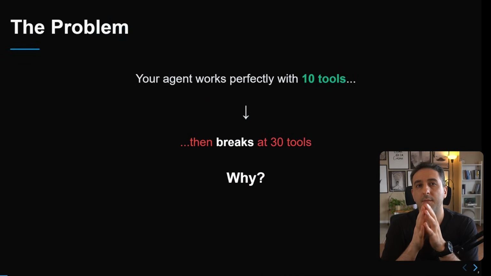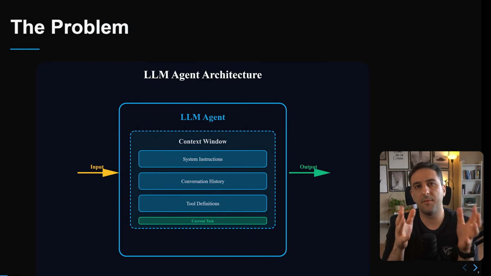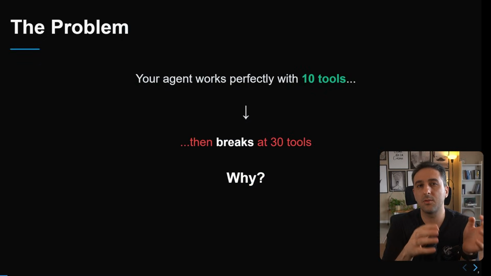Let me start with something that probably sounds familiar. You build an agent, you give it a few tools, maybe 5, and everything works fine. Then your project grows, you add 10 more tools, still fine. Then you get to 30, and suddenly the agent starts making strange decisions. It misses obvious tool calls or fails tasks that it used to handle easily. If you have seen this before, you are definitely not alone.